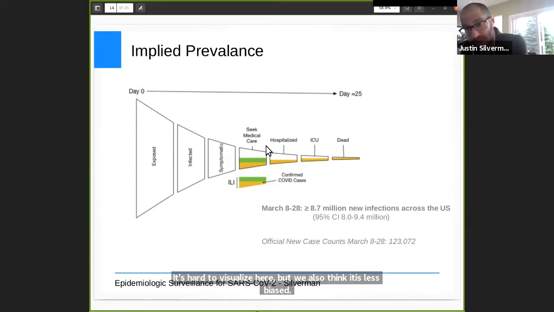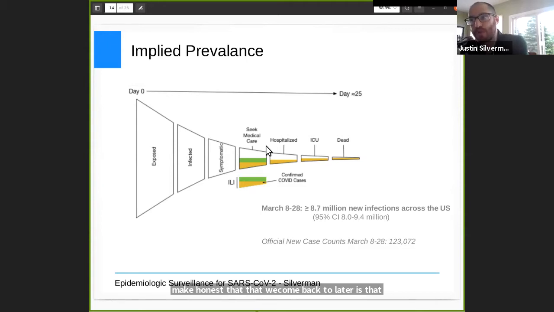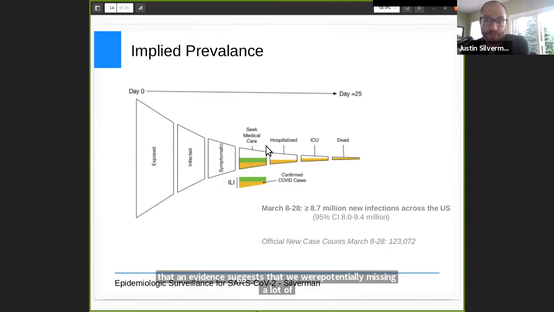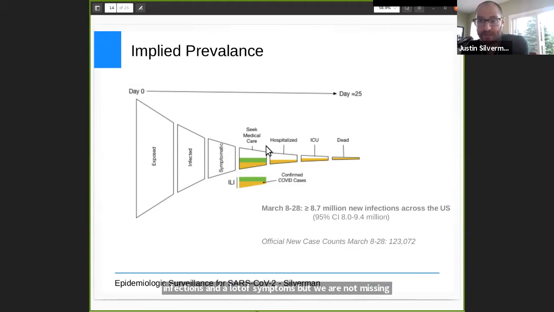Now, one more point I want to make on this that will come back later is that in general, the evidence suggested that we were potentially missing a lot of infections and a lot of symptoms, but we're not missing as many people who die. Essentially, from March on in the US, if you died from something that wasn't clearly not COVID, you typically had a COVID test. And we weren't missing a tremendous number of deaths due to COVID.